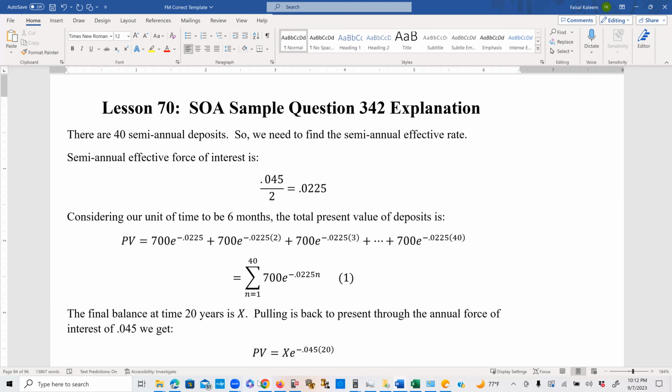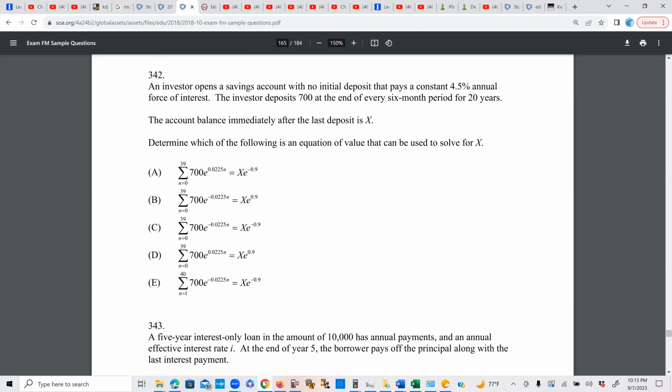Now they're telling us that the final value is X. If we look at the answer choices, 700 e to the minus 0.0225 n from n equals 1 to 40 already tells us that it probably is choice E, but let's make sure the right-hand side is also correct. The left-hand side is basically the value of deposits at time 0, and the right-hand side had better be the balance at time 0.